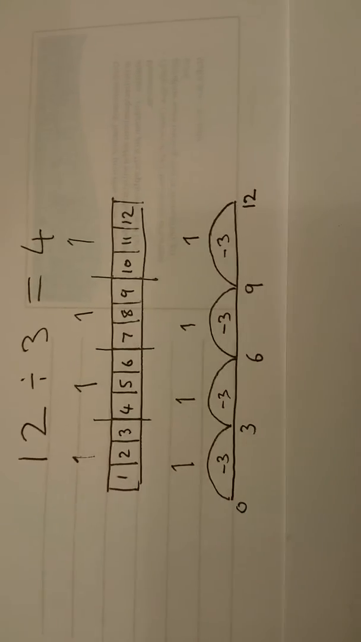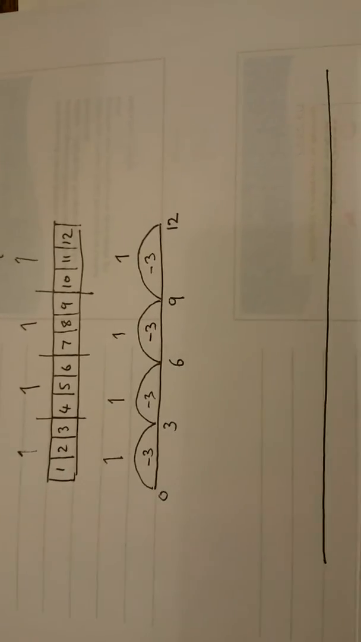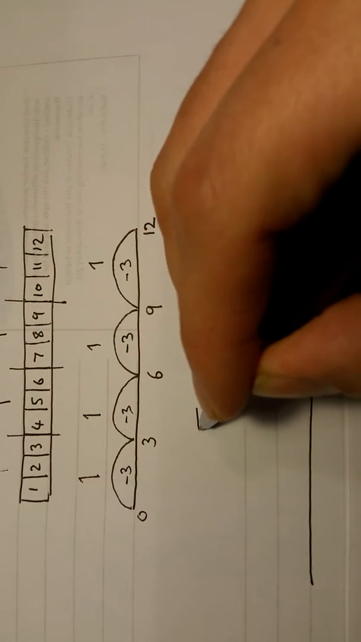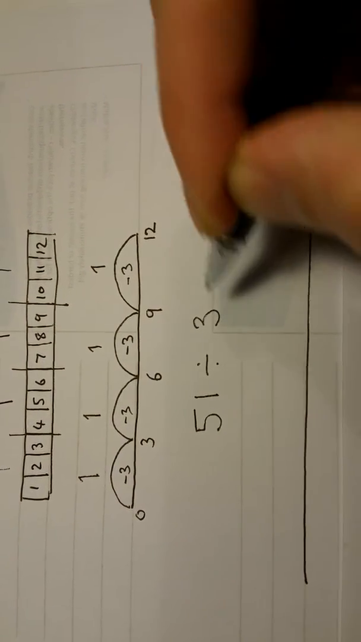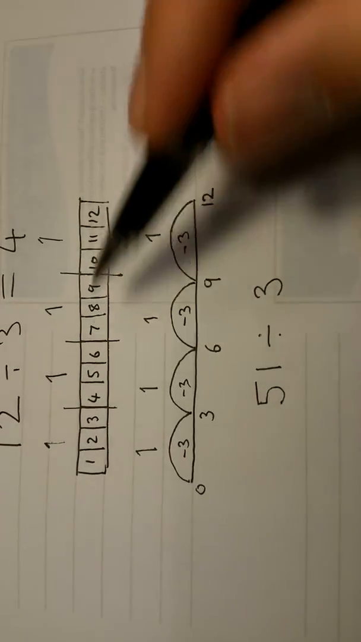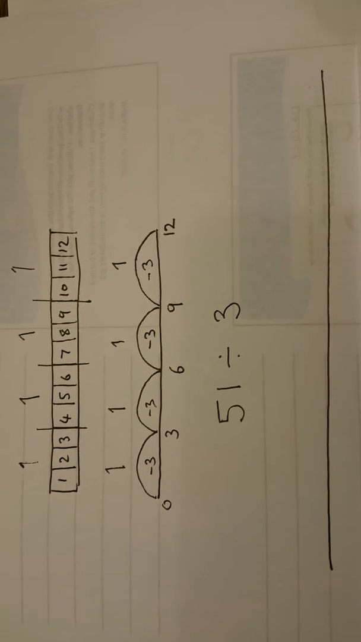Okay, that's fine, but what if you get something like this? Let's go for 51 divided by 3. Well, I'm not going to use this method. It would just take me forever. Let's try using the number line.